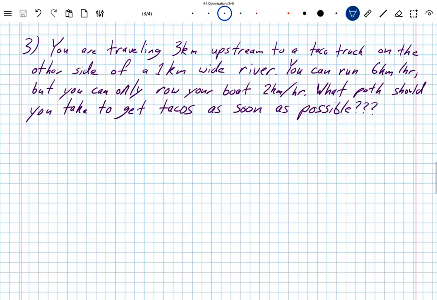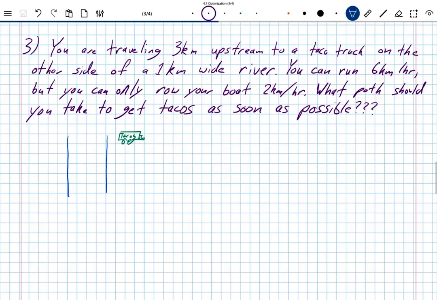So let's go ahead and draw this out. See if you can draw it out yourself first, but it does help to see what this looks like ahead of time. So you've got a river, and there is some kind of a taco truck. Tacos. Okay, and you want to get there, and this example is a classic example. It's going to look a little bit like this. You're taking a path, and you're going to row your boat, and then you're going to run to tacos.